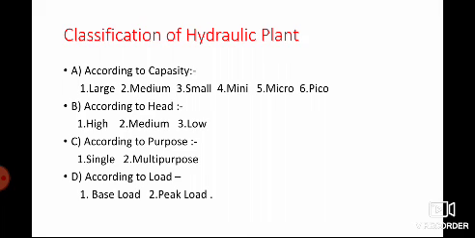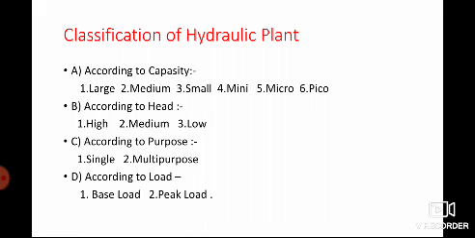The last one is according to the load. First is base load and second is peak load. Base load means the steady load, where the plant runs continuously. Peak load means we start the plant at peak condition. For example, on some summer days the demand for electricity is maximum, so that period is called a peak period.